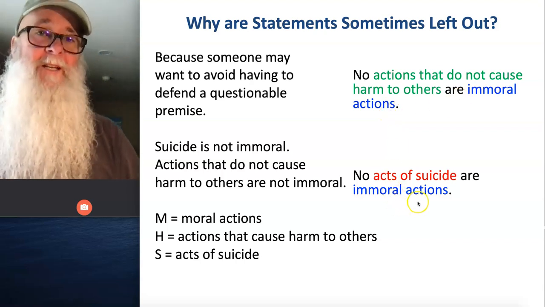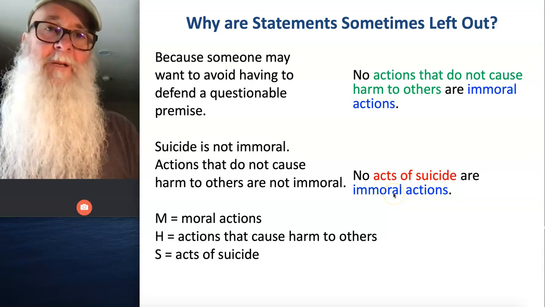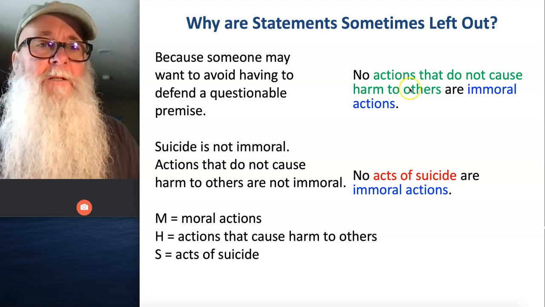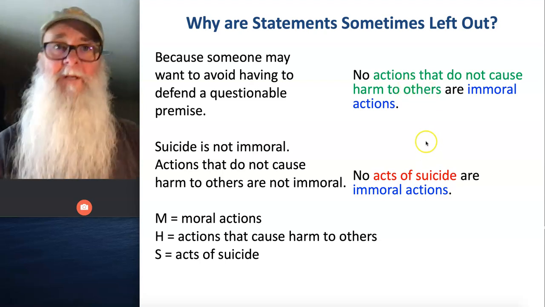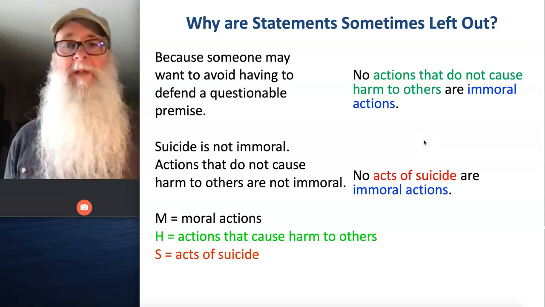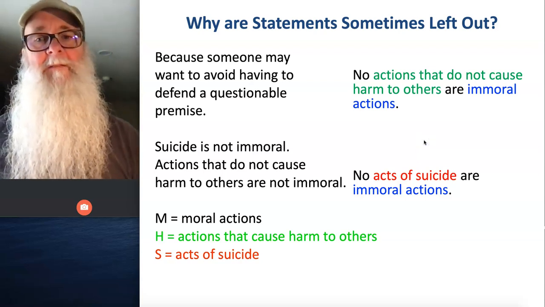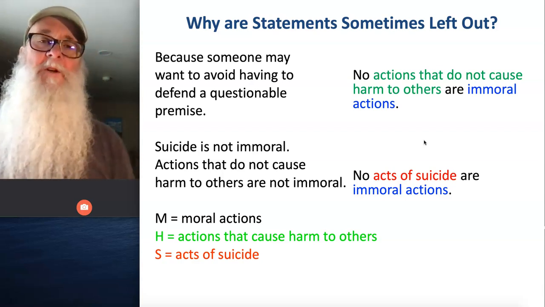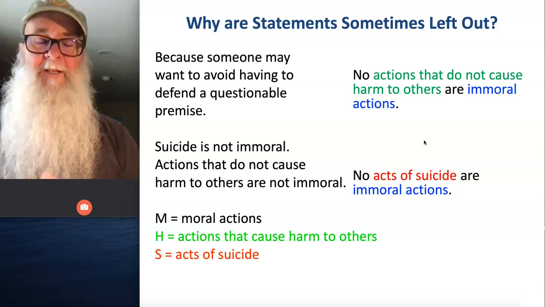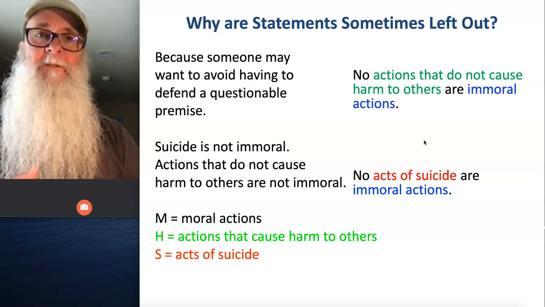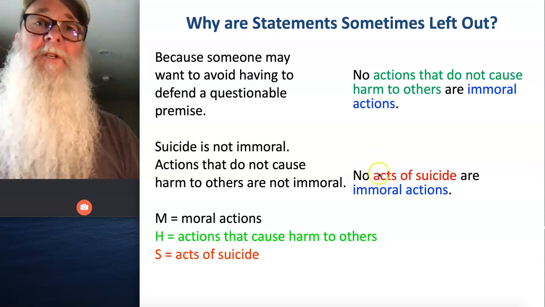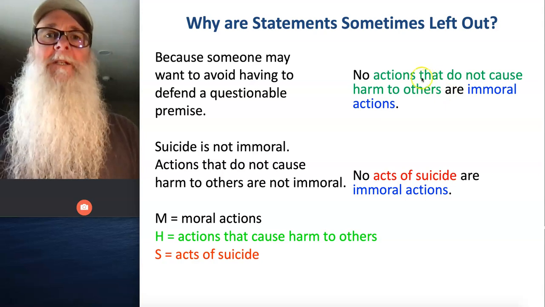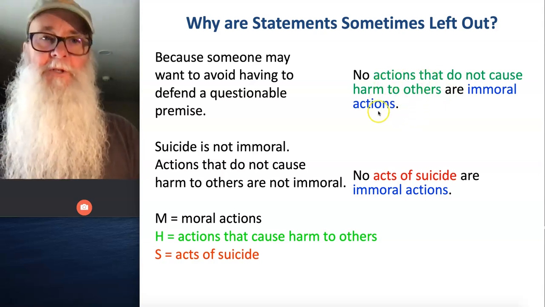So we know that the missing premise does not include the term immoral actions. It includes the terms acts of suicide and actions that do not cause harm to others, because those terms have only been used once. Now we have to figure out what statement involves H and S as terms. We know from looking at the argument that this statement has to be universal, because the conclusion is universal, and all arguments with universal conclusions consist of premises that are all universal.